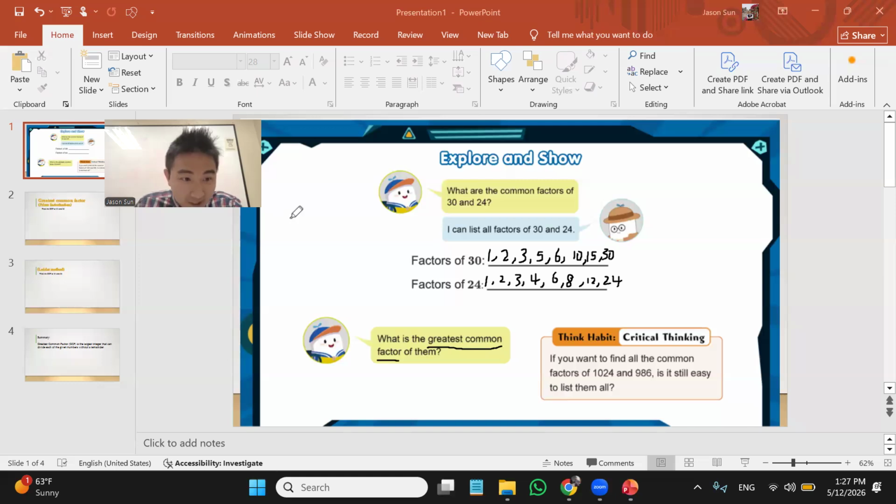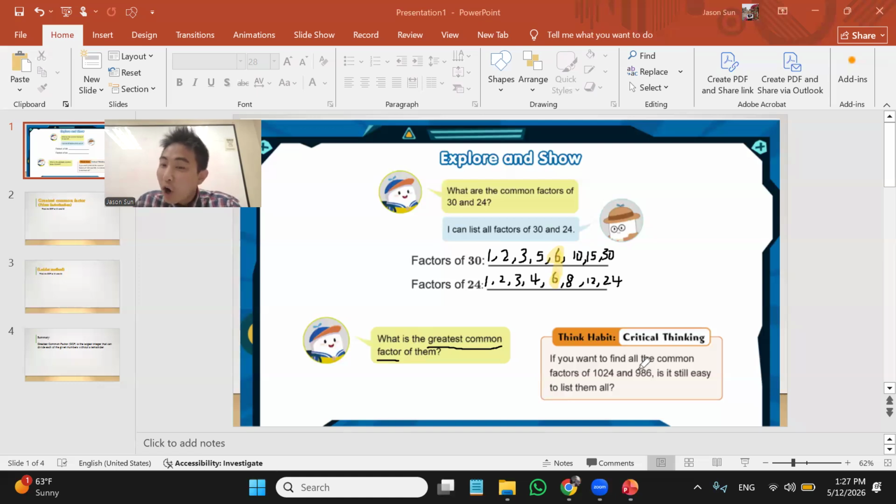I heard you say it, yeah, it is number 6. I'm going to highlight this for you. So 6 is the greatest we have. There are no other repeating numbers greater than 6, okay? So in this case, 6 is our greatest common factor for the numbers 30 and 24, okay? Now here comes the critical thinking.